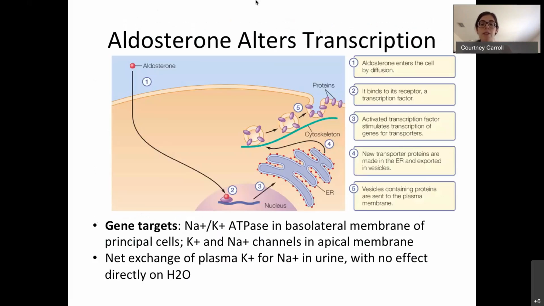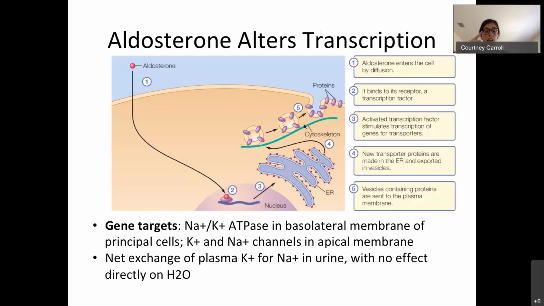Okay, that was a lot of words. Let's break those words down. Aldosterone, a steroid hormone, wiggles through the plasma membrane because it's hydrophobic. It gets there and activates transcription of target genes for transporters. These new transporters need to be synthesized, folded, put into vesicles, and brought to membranes. Its gene targets are things like the sodium-potassium pump in the basolateral membrane of our principal cells, as well as potassium and sodium channels on the apical membrane.